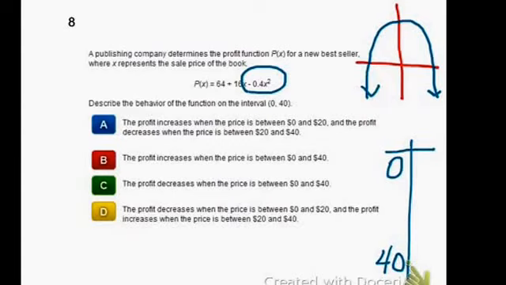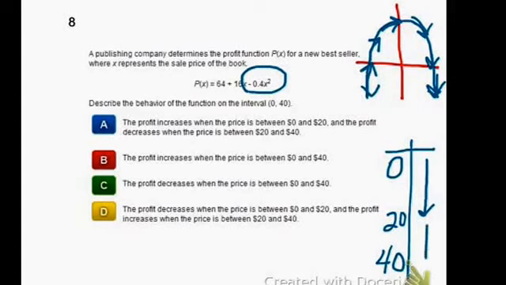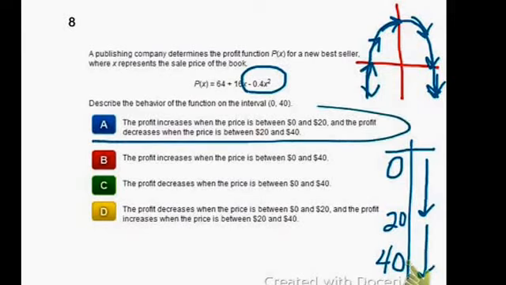you know the profit's going to increase when the price is between 0 and 20. This function is increasing as you go up. And then it's going to decrease as you go down. And if you make your table, you can see in your tables that the values are going to get larger as you get to 20. And then the numbers are going to get smaller as you go to 40. So the answer here would be A.